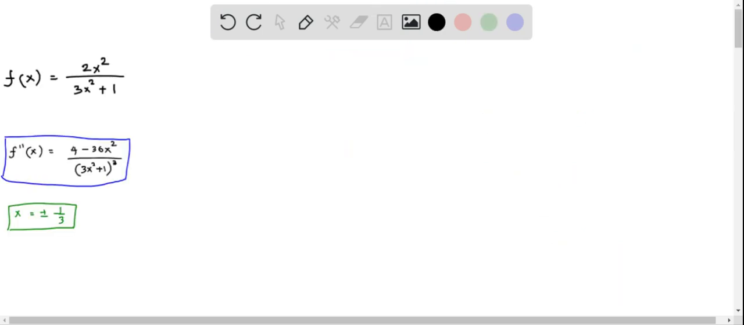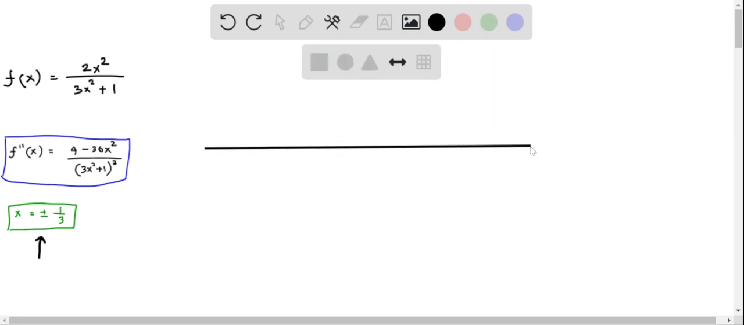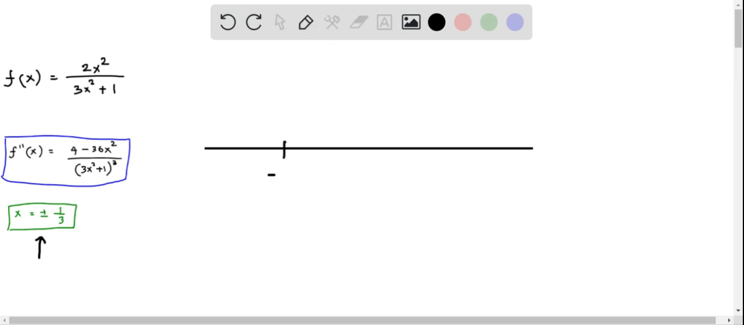We now prepare a sign chart for the second derivative of the function f of x using the points x equal to plus or minus 1 by 3. So first let's create a number line, and we mark these points, that is negative 1 by 3 and positive 1 by 3. We should take some random points to the left and to the right of each of these points. So I'm going to consider x equal to negative 1, which is to the left of x equal to negative 1 by 3. This is basically the sign chart for the second derivative.